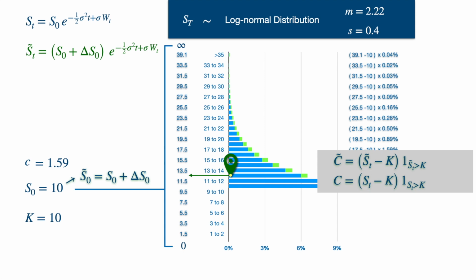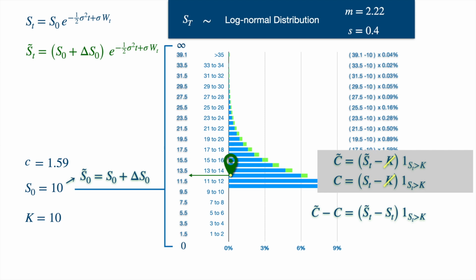And the increased probability means the call option payoff under the shifted process would be more valuable. Now the indicator functions in the two payoffs are different. This one has S tilde. But if we let delta S naught go to 0, then the two will differ over a negligible range, the probability of which will be almost 0. So we can align the indicator functions. Now we can easily calculate the difference between the two option payoffs for the given realization of the Brownian. The K's cancel, and hence the difference is just equal to the difference between the two stock prices if they are greater than K and 0 otherwise.